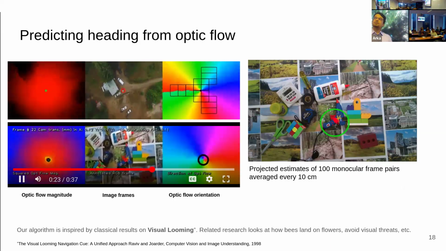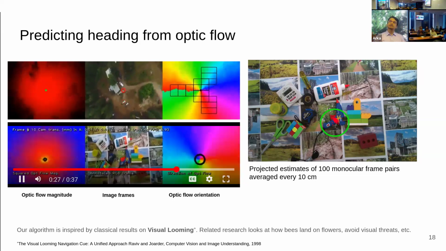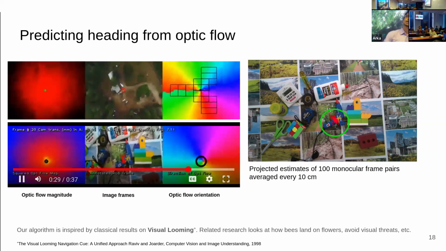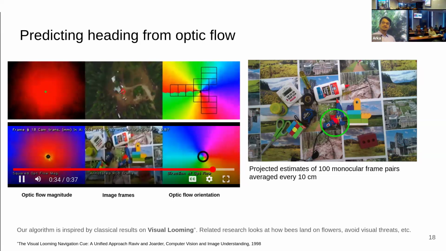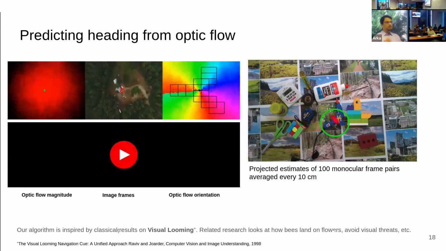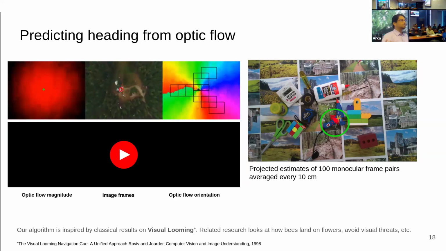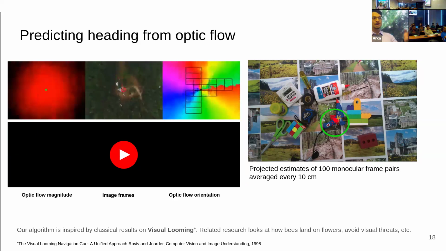the scene. I'm projecting estimates of 100 monocolor frame pairs averaged every 10 centimeters on the scene which you just saw to show that it is actually statistically significant. Our algorithm is very simple, and it is inspired by results on visual looming. Visual looming is the concept which biologists use to describe how bees land on flowers and how bees avoid visual threats. So that was a very interesting direction we took to understand what algorithm we should use here.